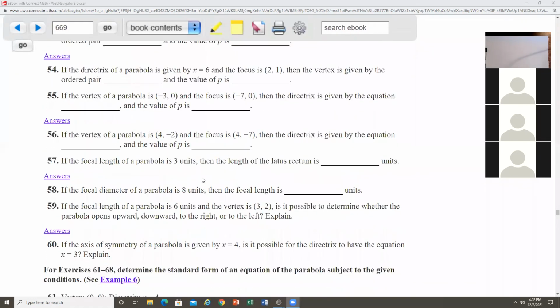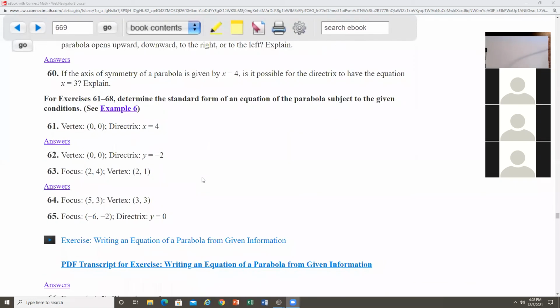Let's jump down to number 62. Now they're going to give you some information about a parabola, and they want you to determine therefore, from the information, they want you to write the equation in standard form for the parabola. And notice they give you different information. For like number 62, they give you the vertex and the directrix. And from that, ladies and gentlemen, that should be enough information to write the equation of the parabola. Maybe we better try one or two of these.